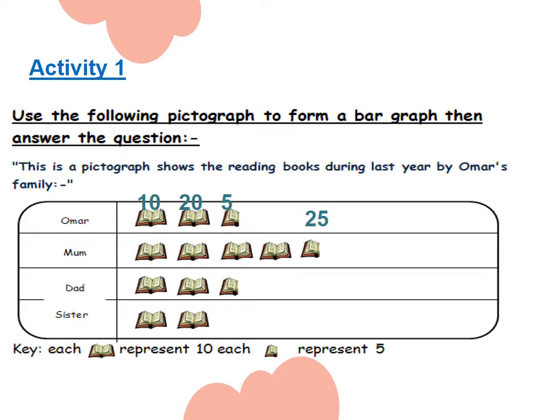Omar's mom: 10, 20, 30, 40, and 5. So it's 45. Omar's dad: 10, 20, and 5 too, so it's 25. Omar's sister: 10, 20. So let's make this pictograph into a paragraph, a normal paragraph.